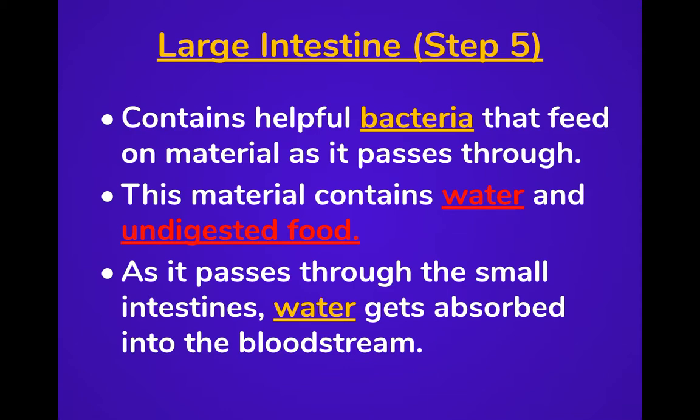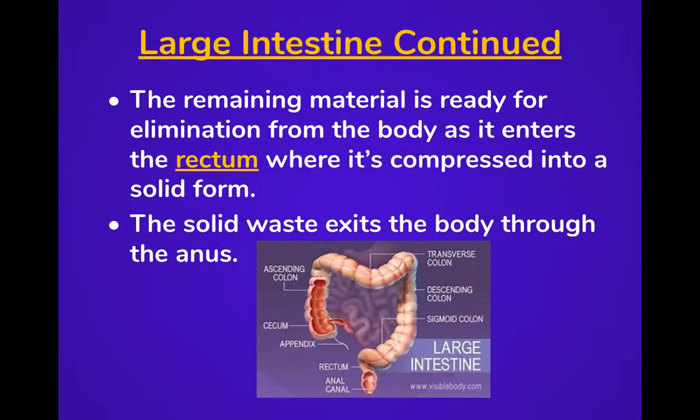So as that water and undigested food goes into the large intestines and starts passing through, the water is what's going to get absorbed into the bloodstream here. And then what you're going to end up left with will be the undigested food. Okay, and that continues over here. It says the remaining material, that undigested food, is ready for elimination from the body as it enters into the rectum, where it's compressed into a solid form. The solid waste exits the body through the anus.